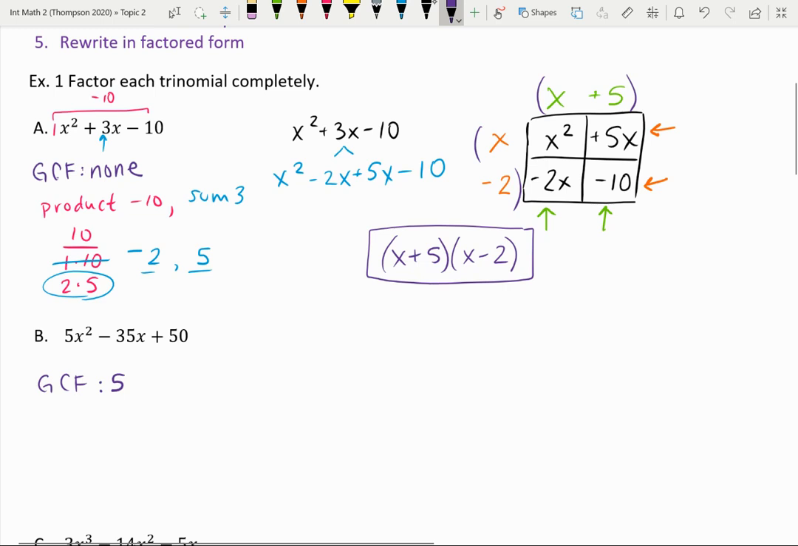When I take out the GCF, when I have a factor, I take it out and I put it in front, and what I'm essentially doing is I'm undistributing it. I'm dividing by it. So what do I have left? 5x squared divided by 5 leaves me with 1x squared. Minus 35x divided by 5 leaves me with minus 7x. Plus 50 divided by 5 leaves me with plus 10.